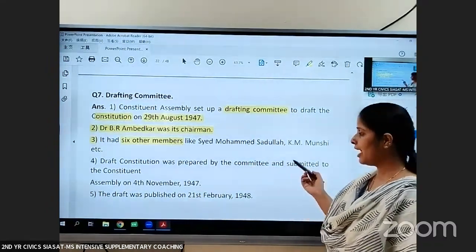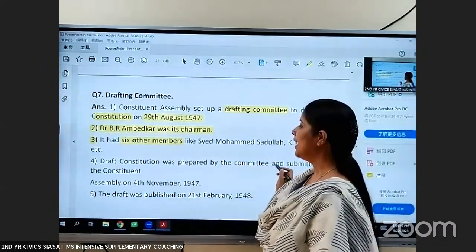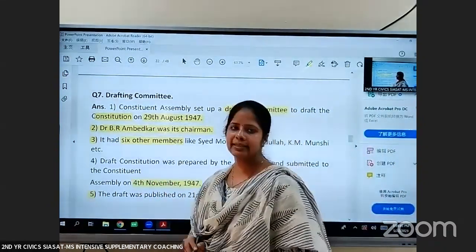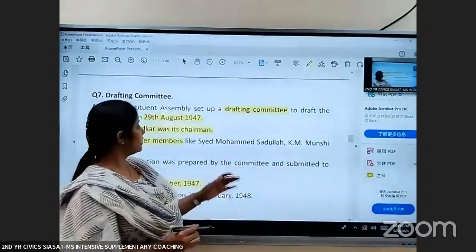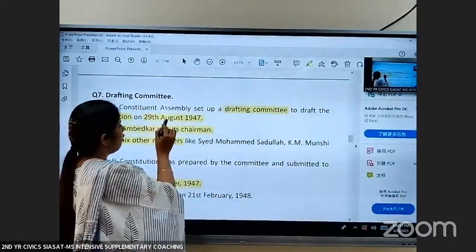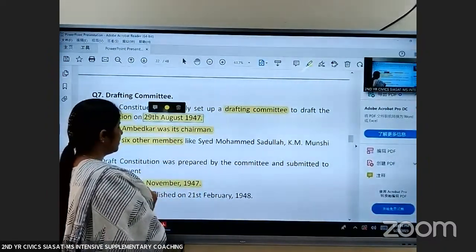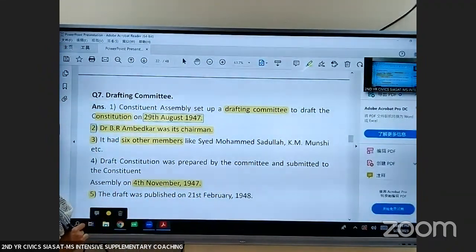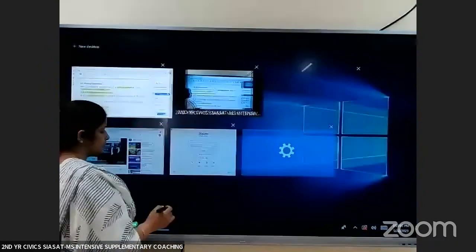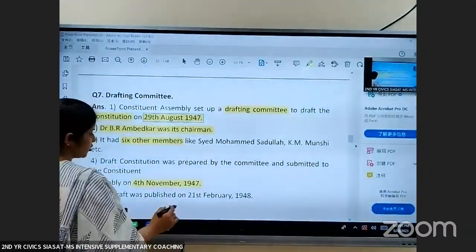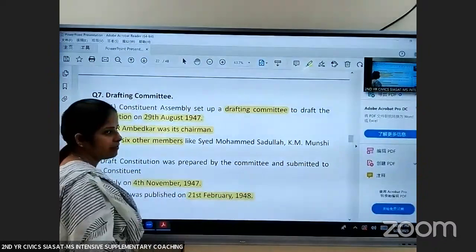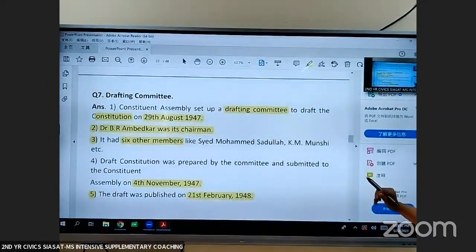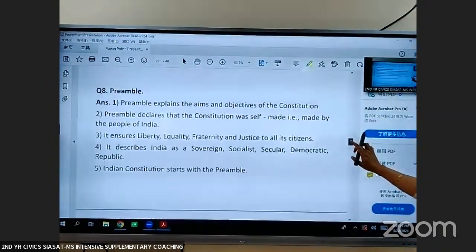They prepared the draft constitution and submitted it to the Constituent Assembly on 4th November 1947. The committee was set up on August 29, but it submitted its draft on 4th November 1947, and this draft was published on 21st February 1948.